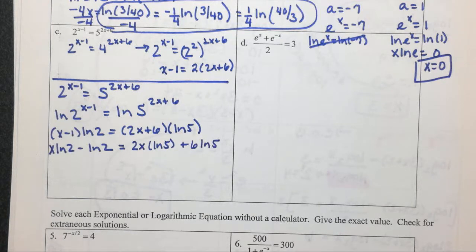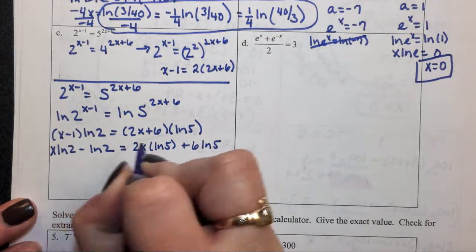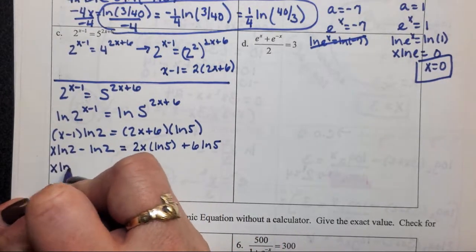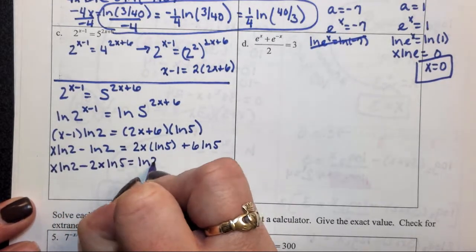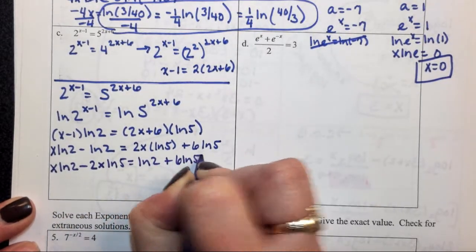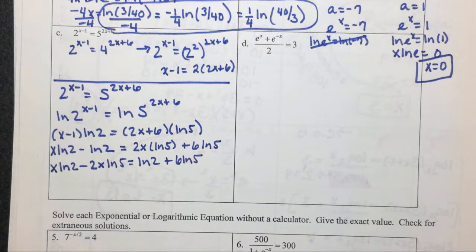Remember what you're solving for. You're solving for x. You've got an x on the left and an x on the right. So you want to bring all the terms that have an x together on one side and move everything else away. So I'm going to move my 2x natural log of 5 over to the left. So x times the natural log of 2 minus 2x natural log of 5 is equal to the natural log of 2 plus 6 natural log of 5. So again, remember, when you've got more than one term with the variable that you want to solve for, you've got to isolate them on one side.